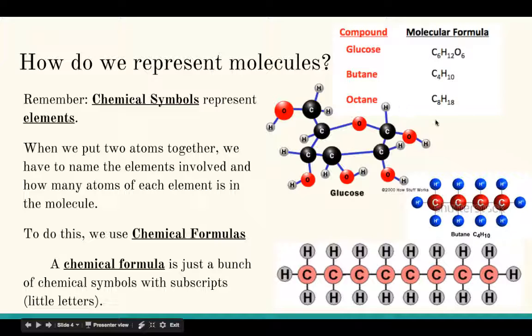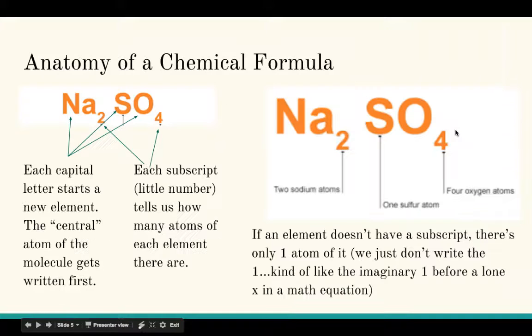Same idea with butane and octane down here. There are 4 carbons and 8 carbons, so C4 and C8, and there are 10 hydrogens, so H10, and 18 hydrogens, so H18.